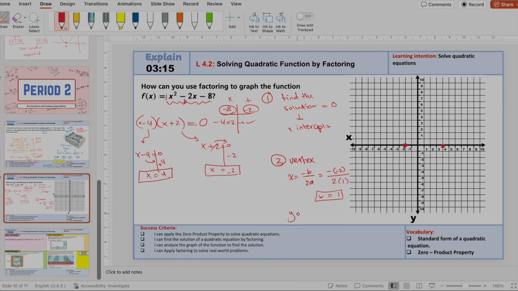What's the y of my vertex? Substitute. Instead of x, put 1. So you're going to have 1 squared minus 2 times 1 minus 8. Basically, if you put this in the calculator, you're going to get negative 9. This is your y. So my vertex is at 1, negative 9. Go to your x-axis at 1, your y at negative 9. This is your vertex. And then graph. That's it. Easy peasy. Lemon squeezy. Done.